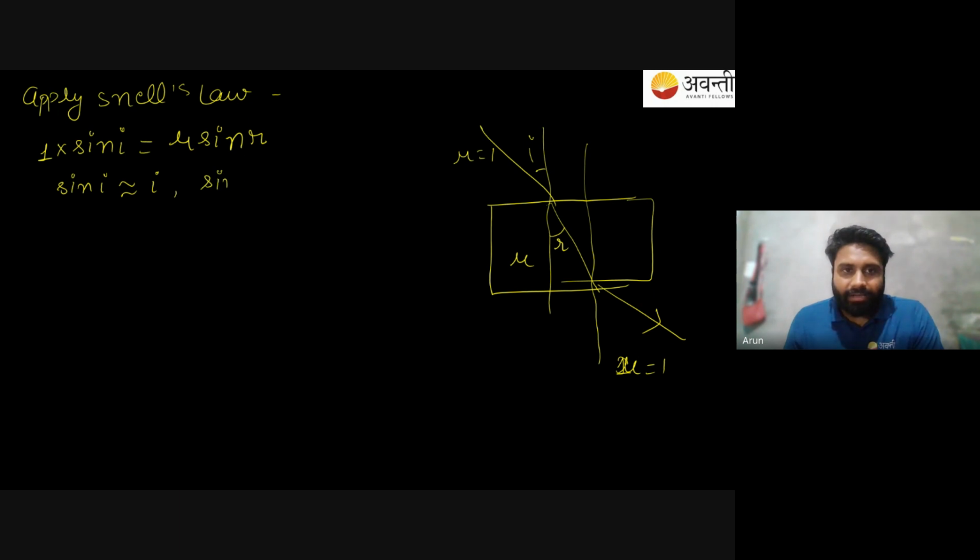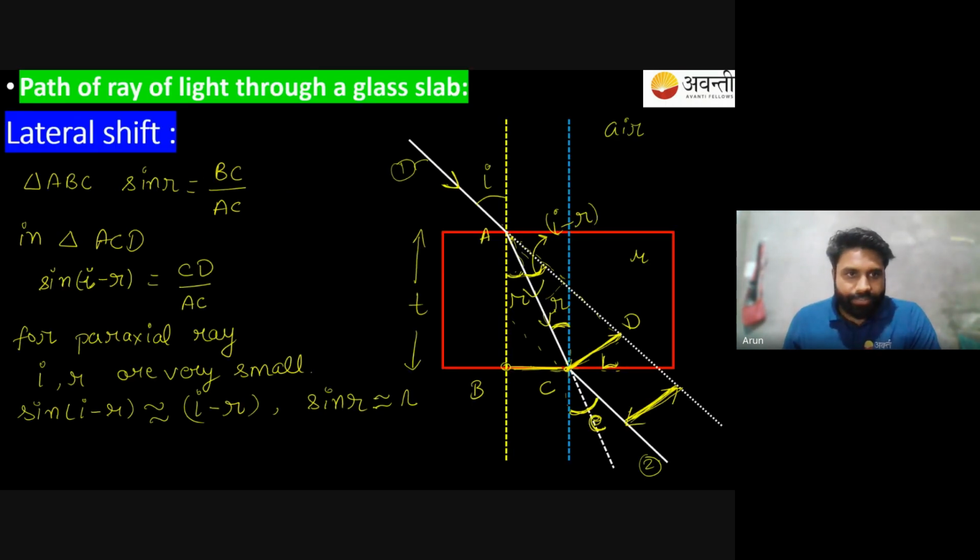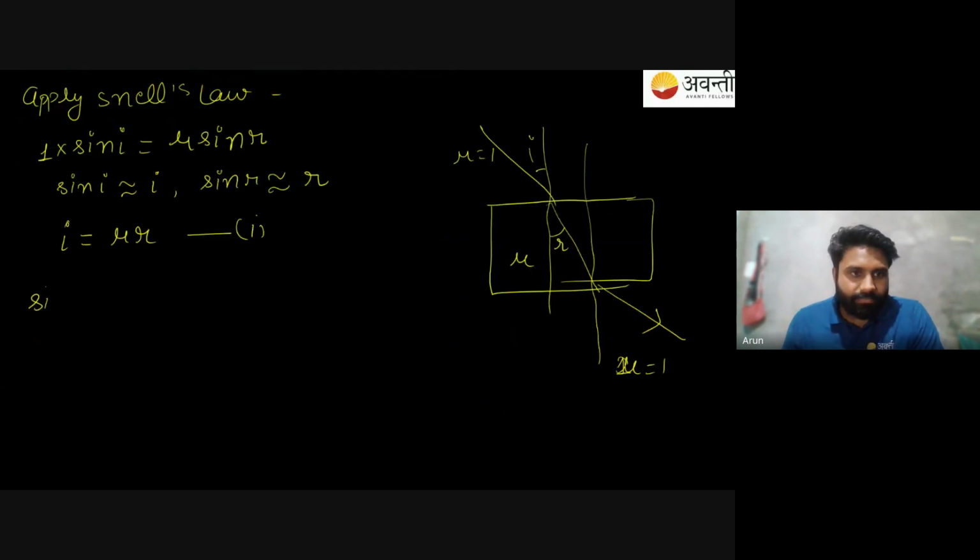And sin R is also approximated to R. So we have i equals mu r. This is equation number 1. From the previous equation, what we will get is sine(i minus r) is CD over AC.